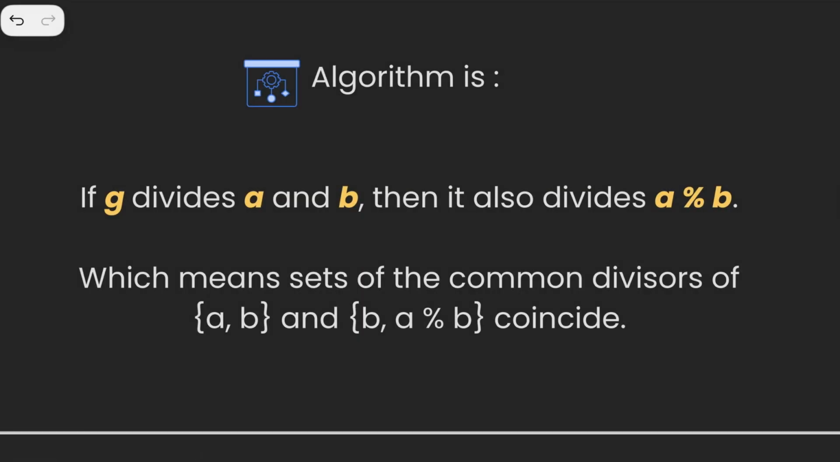Now let's look at the algorithm. The main thing that we need to prove is that if G divides A and B, then it also divides A mod B. This is the key observation here, so we are going to prove it. Let's say this is true. Then the common divisors for A and B will be equal to the common divisors for B and A mod B. The set of common divisors will be exactly the same for both of them.